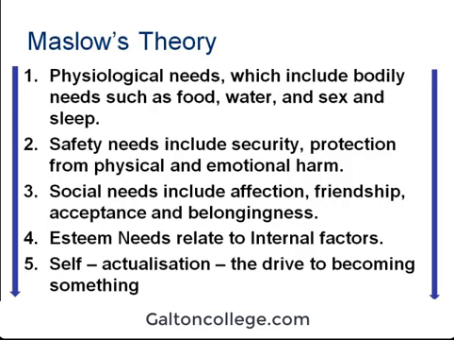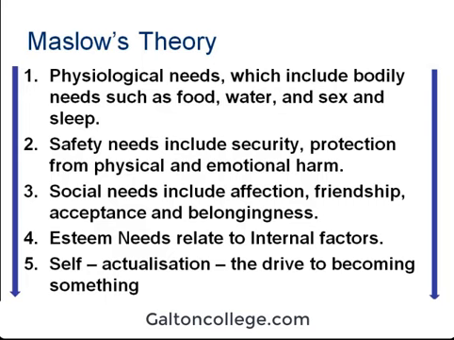Running it over from the books, Maslow's theory: we start with psychological needs, which include bodily needs. We need food, we need sleep, we need water, sex, reproduction. We need all of these things because we're humans. This is what we do. So there's not much separating us from animals really, but we're a part of the animal kingdom in that sense, and this is what we do.